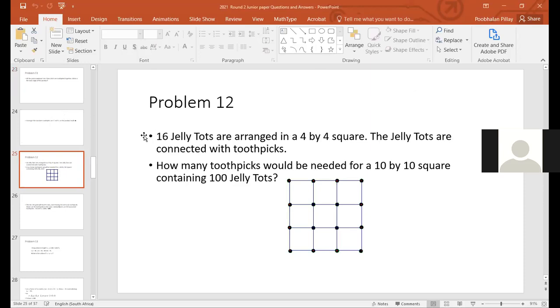Problem 12. 16 jelly tots. So the jelly tots, there are 16 of them. They are supposed to be these black things, yeah? Arranged in a 4 by 4 square, as you can see. But then they are connected by toothpicks. So all these lines are toothpicks. Okay, so what is the question?